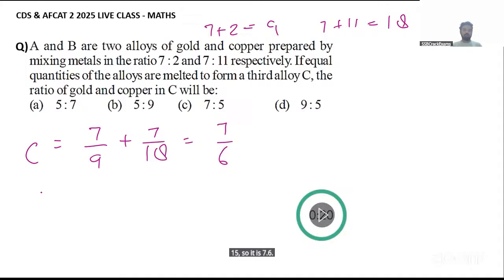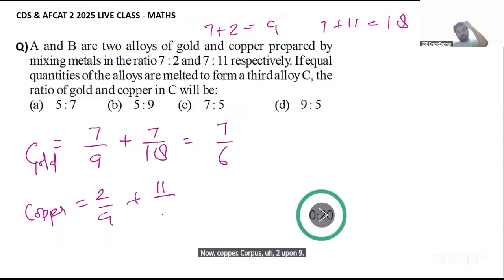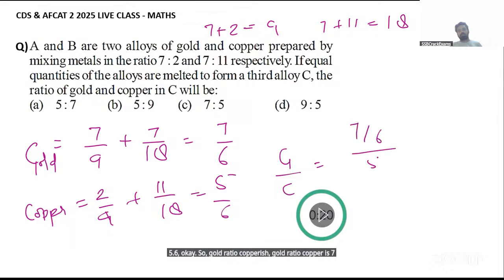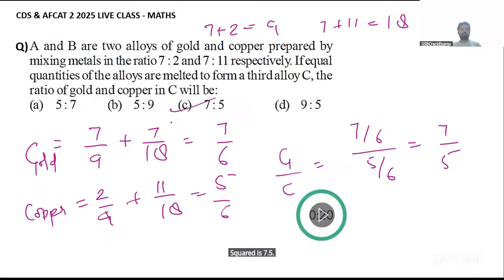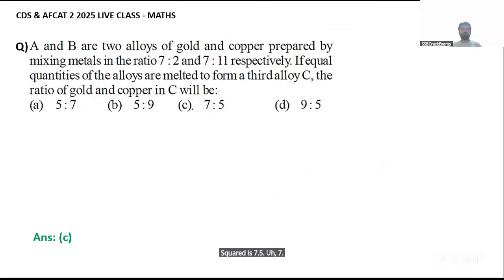So gold is 7 upon 6. Now copper is 2 upon 9 plus 11 upon 18. So it is 5 upon 6. So the ratio of gold to copper is 7 upon 6 divided by 5 upon 6. So it is 7 upon 5. Option number C.